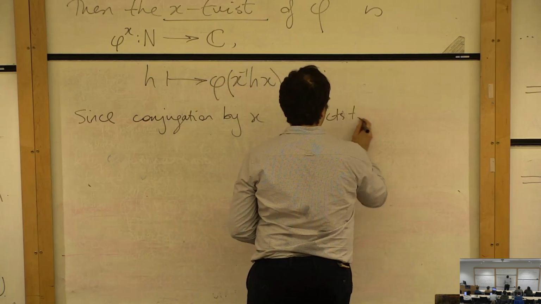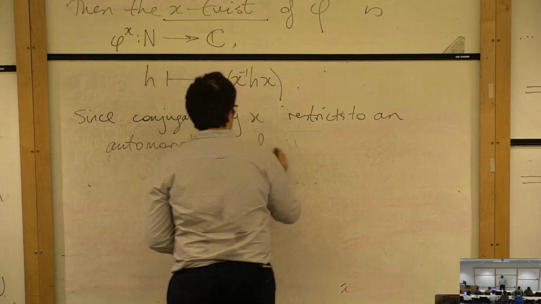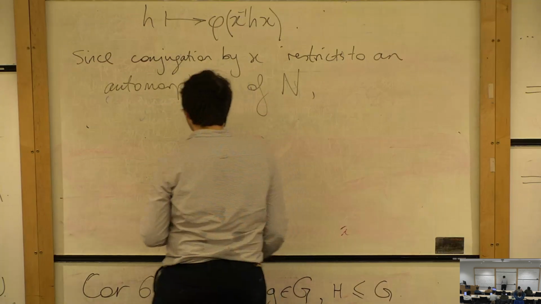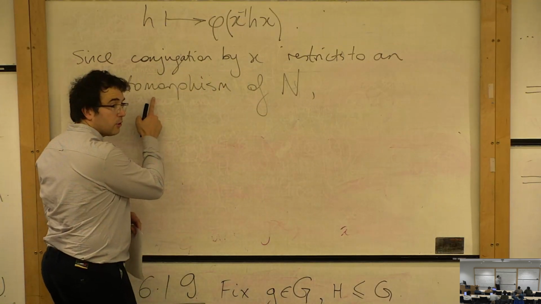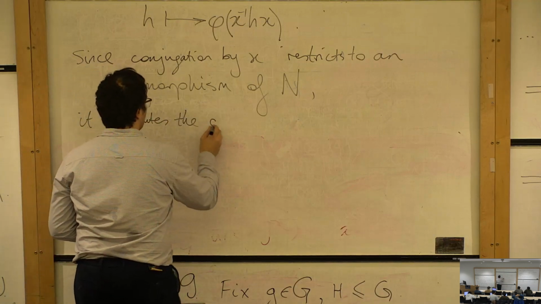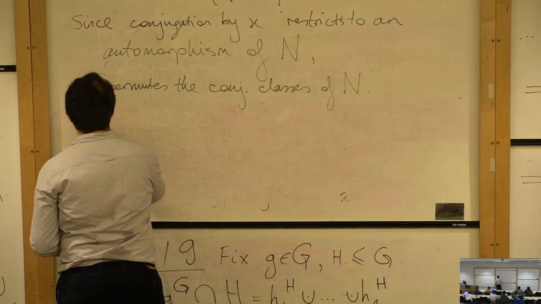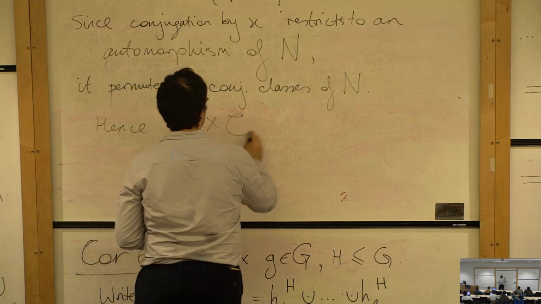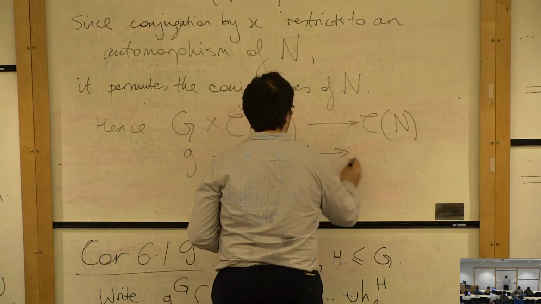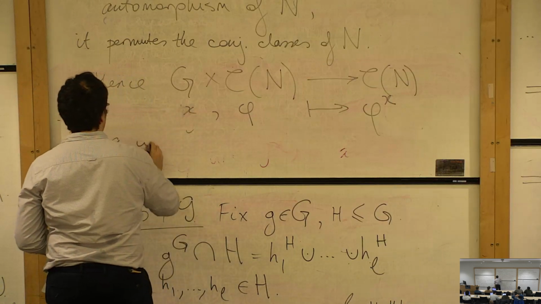Conjugation restricts to an automorphism of N. Group automorphisms preserve conjugacy classes of N, and hence G acting on the conjugacy classes of N is actually a well-defined group action.